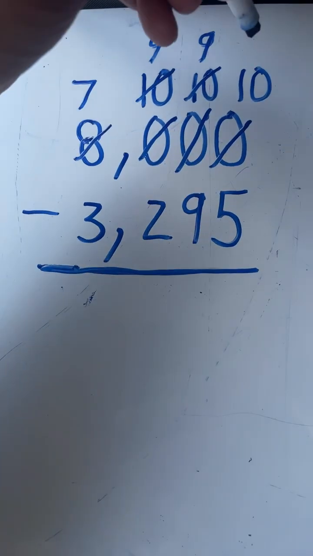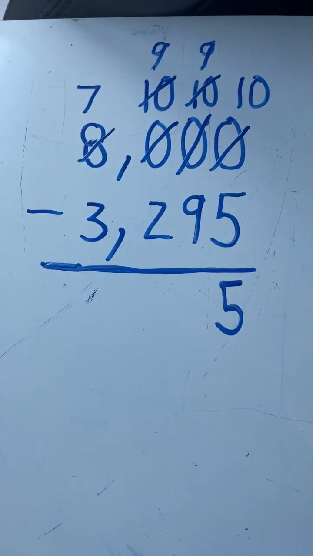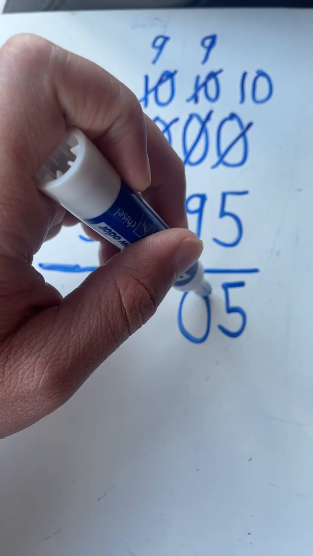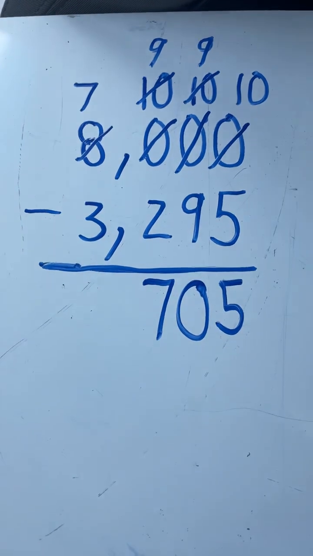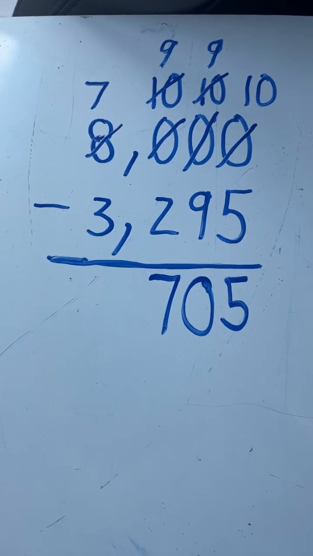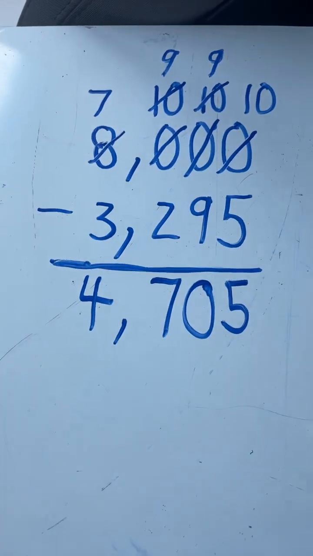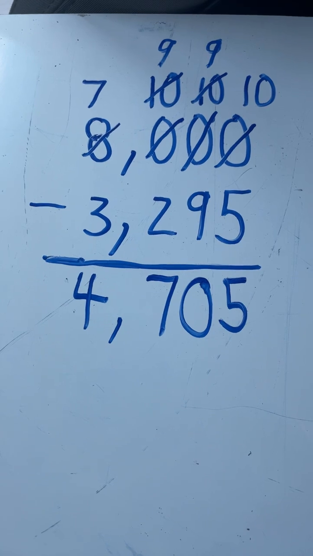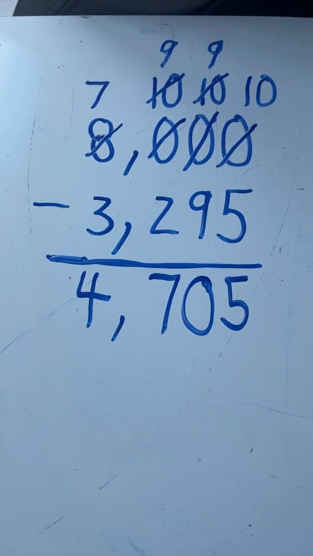We've regrouped everything. So 10 minus 5 equals 5. 9 minus 9 equals 0. 9 minus 2 equals 7. And 7 minus 3 equals 4. So we have our final answer, 8,000 minus 3,295 equals 4,705.